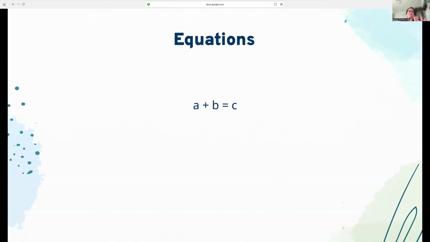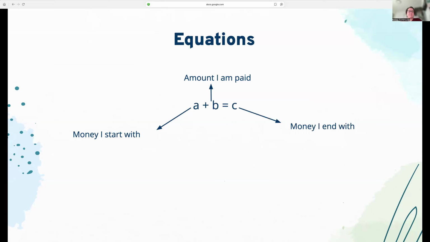So first, back to our A plus B equals C. Let's define these variables into something in the real world. So let's say A is the money I start with. And then we're adding B. Say that is the amount of money I'm paid in my paycheck. So the money I start with plus the amount I'm paid is equal to the money I end up with. Okay, that's a simple way to explain a relationship using this equation.